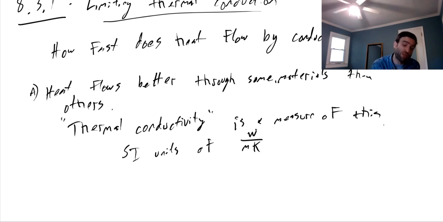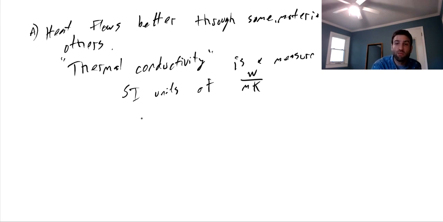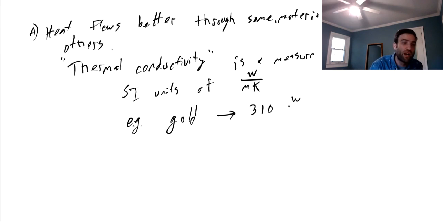if the difference in temperature between two parts of a material, or between one object and another that it's physically touching, is a certain number of degrees Kelvin, right? And here are some typical numbers. I have to write these down because otherwise I don't remember them. For instance, gold is about 310 watts per meter per Kelvin. So that's the thermal conductivity of gold. Steel, that's about 50 watts per meter Kelvin.